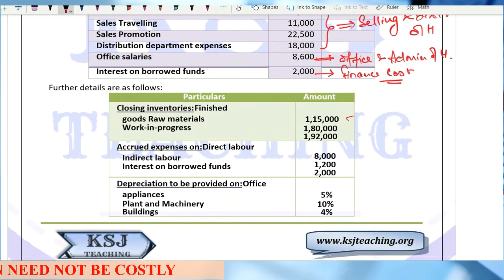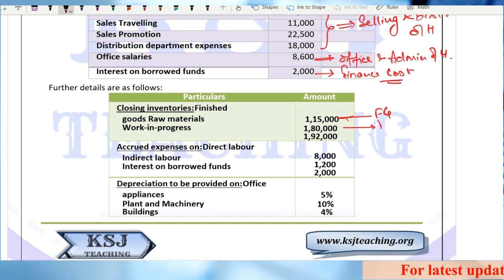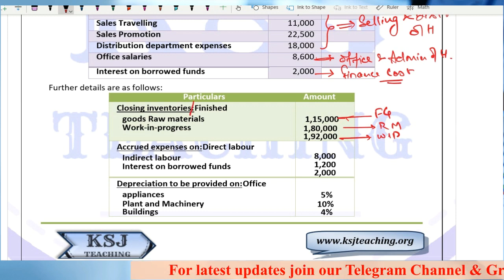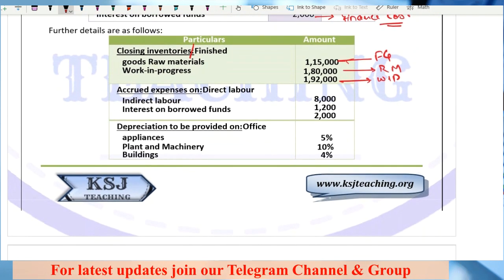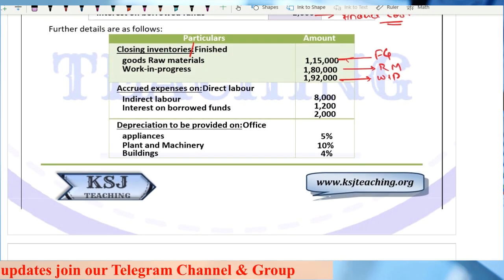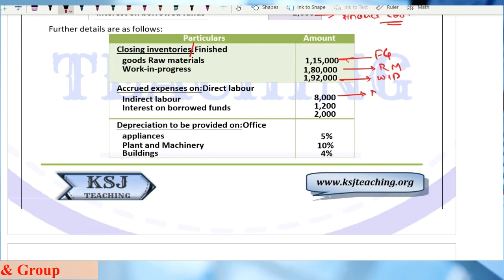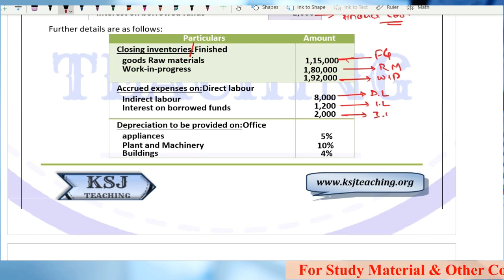Closing inventories are given to you. Right? One second guys. There is some misprinting here. This is for the finished goods. Okay, I'll write it. This is for the finished goods. This is for raw material and this is for WIP. Right? There is a mistake here. Accrued expenses on direct labor. Again, there is a mistake here. Small mistakes. No problem. This is for the direct labor. This is for indirect labor. Interest on borrowed funds. This is for interest on borrowed funds.